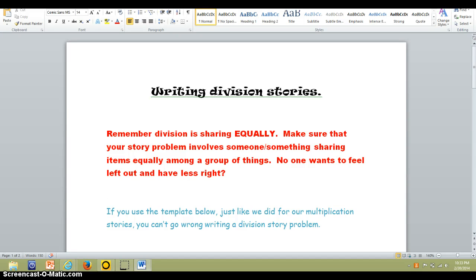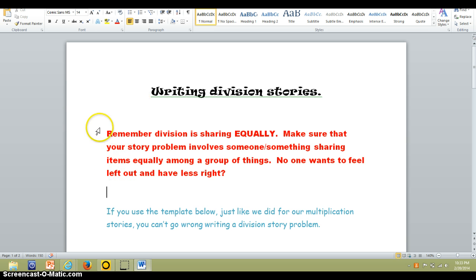Okay, here's an explanation of how to write division stories. Now, if you remember way back when we started our multiplication chapter, we did the same thing with writing multiplication stories. And then there was a template that we followed, and if you followed that template, you would be pretty certain that you would get a correct division story each time.